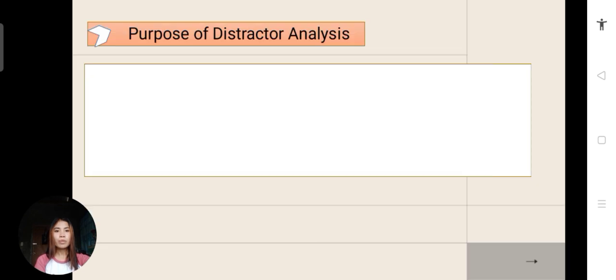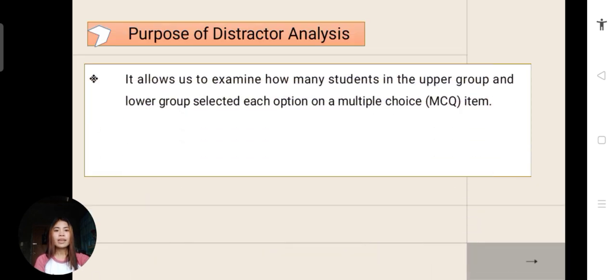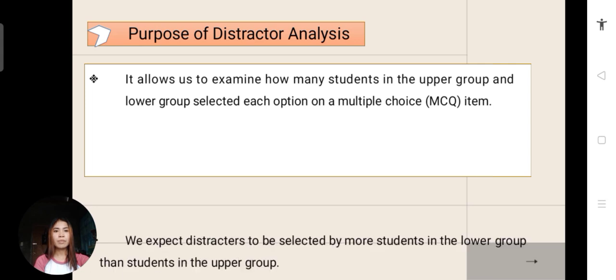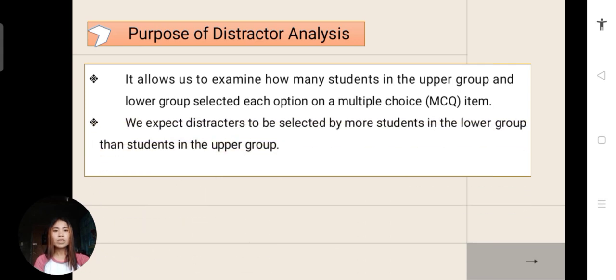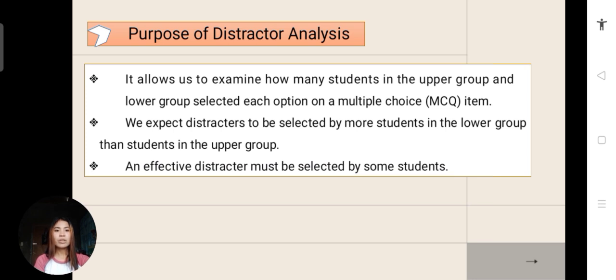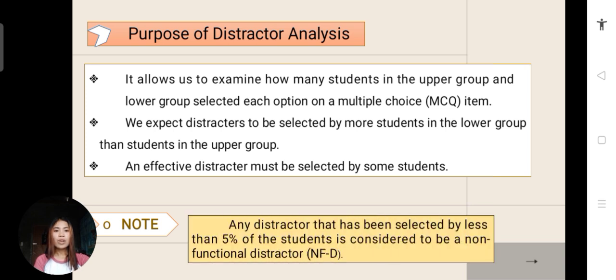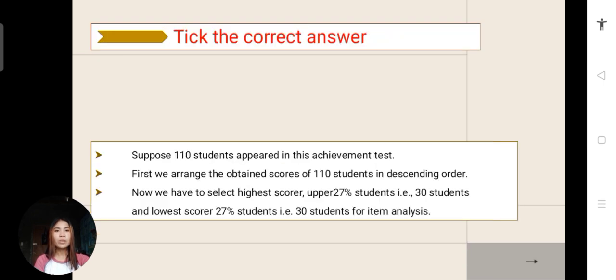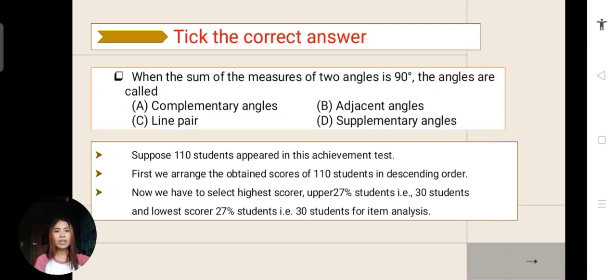So, here are the purposes of distractor analysis. First, it allows us to examine how many students in the upper group and the lower group selected each option in a multiple choice item. Second, we expect distractors to be selected by more students in the lower group than students in the upper group. And lastly, an effective distractor must be selected by some students. So note that any distractor that has been selected by less than 5% of the students is considered a non-functional distractor.